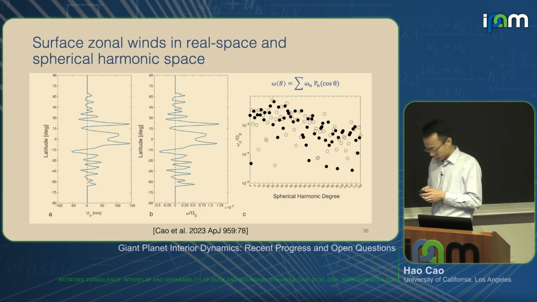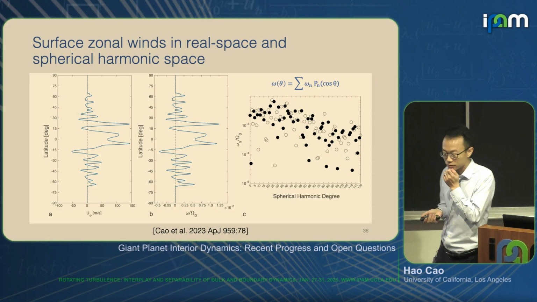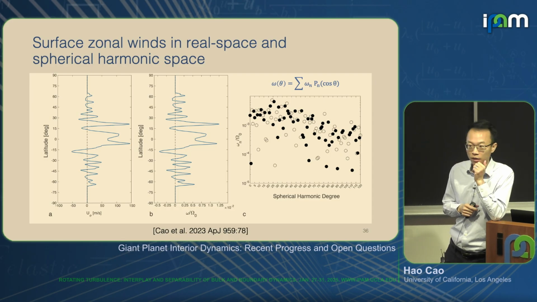Now, before I show you Juno data, I want to show the zonal winds on the surface of Jupiter. This has been shown many times. We got a question? Nick.